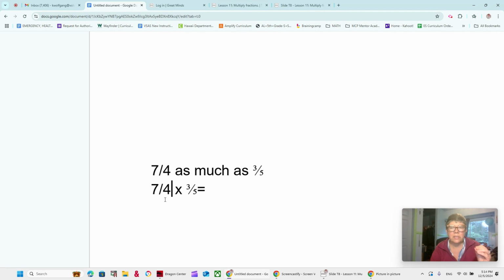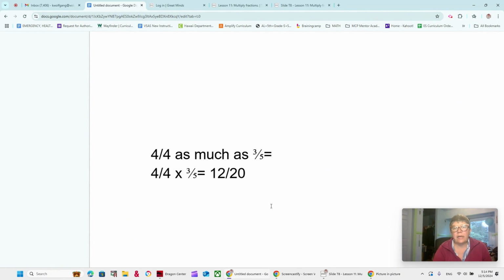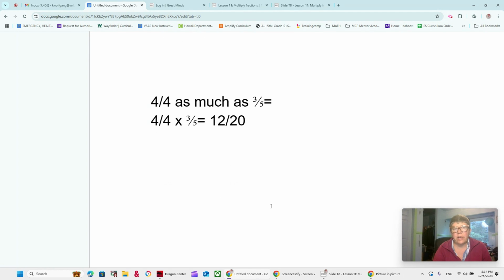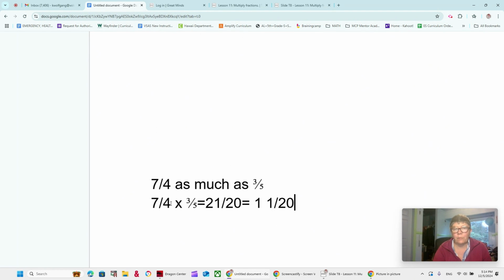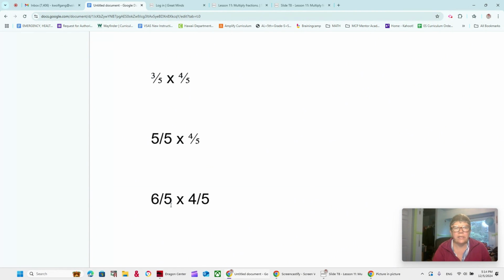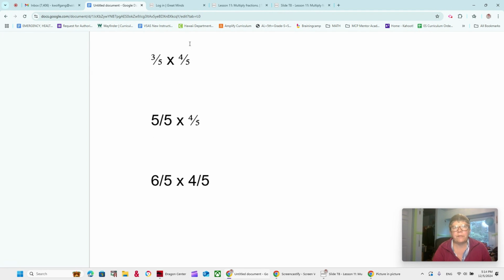Because 7/4, 4/4 is 1. 8/4 would be 2. So this is almost 2. So if we multiply that across, that would be 21/20, which is equal to 1 and 1/20. So a little bit more than 1. And we see how it's getting bigger each time the fraction that we're multiplying by is getting bigger as well. Okay, so let's look at these. Now 4/5 is the one that's staying the same. And we have 3/5 of 4/5.